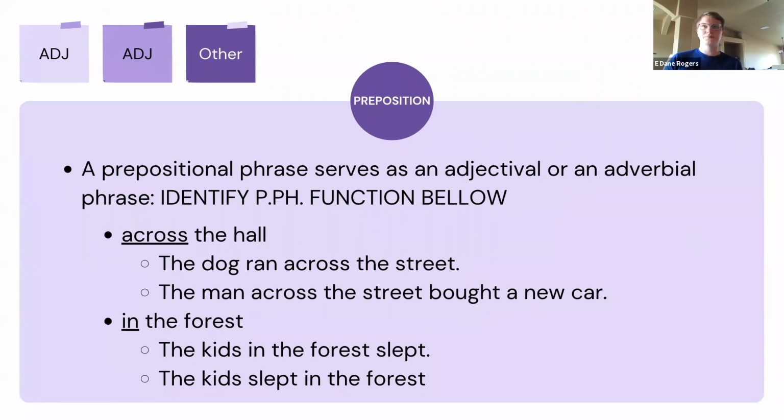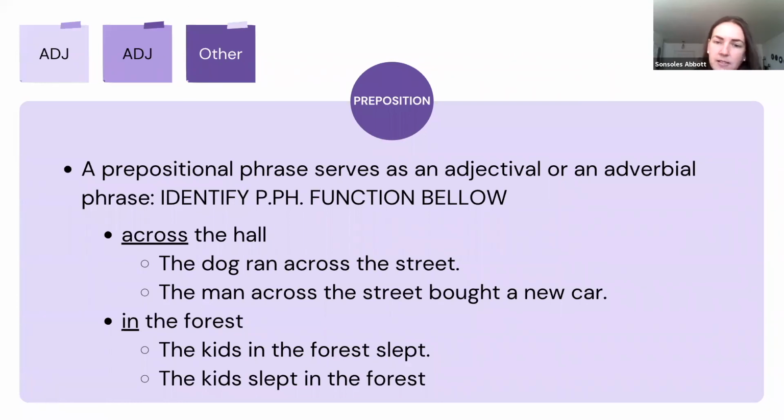The dog ran across the street. The man across the street bought a new car. Right. So in number one, the dog ran across the street. Where is my subject and verb? It's complementing the, I will say the verb, because it's running across. So it's explaining how you are running: across. Right. But in the other, the man across the street is telling you the position of the man.